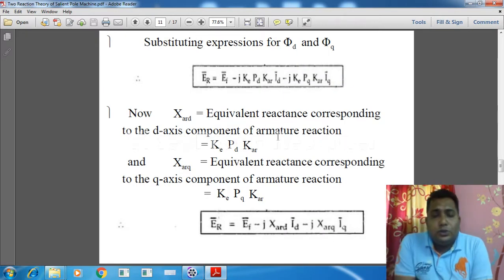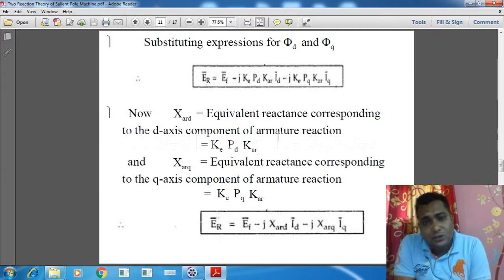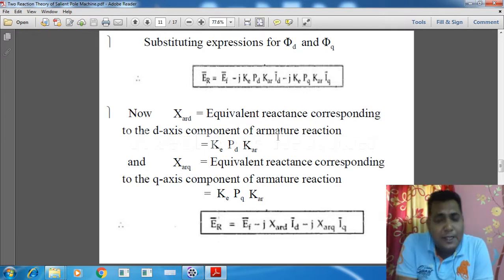Okay, so now again we know the value of this phi. The phi d and phi q values we have already expressed, so now we can put those values in this particular equation. So now the equation becomes Er is equal to Ef minus j Ke Pd Kar into Id minus j Ke Pq Kar into Iq.